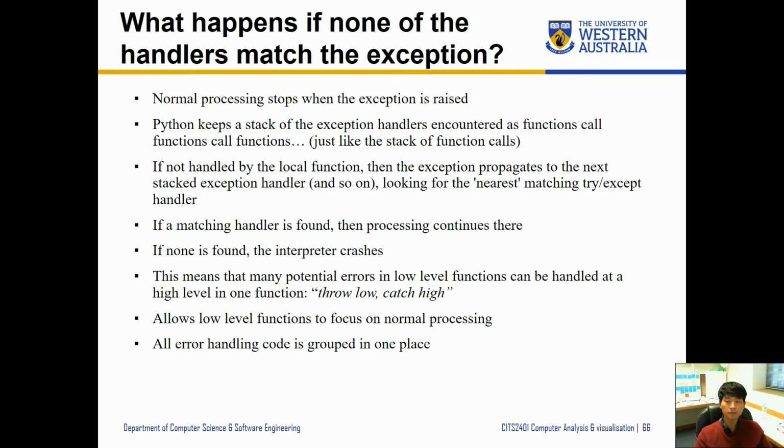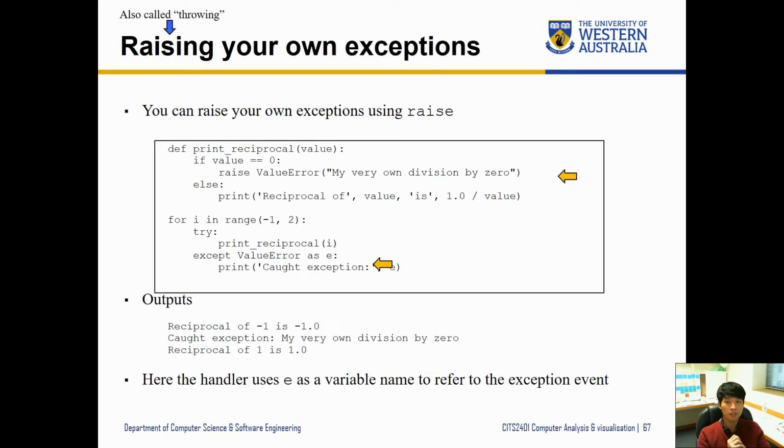Okay, so what it means is this error will propagate upwards from where the functions are called from, and if it can be handled, it will be handled there. Otherwise, if it goes all the way to the top, it's going to throw us an error. Okay, so you can handle errors at multiple levels of where the functions get called. But normally all error handling code is grouped in one place. So let's have a look at this example here.